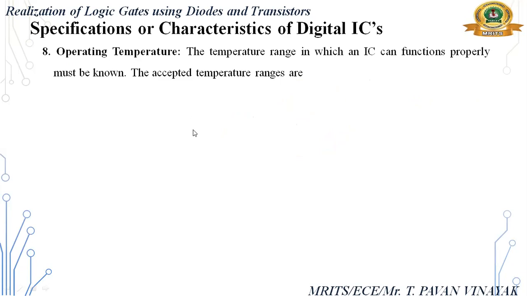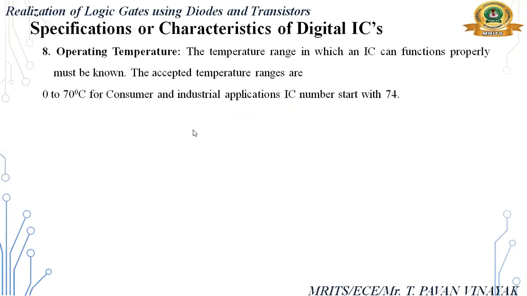So the operating ranges: 0 to 70 degrees centigrade for consumer or industrial applications. Those IC numbers start with the 74 series. Next, for military applications, the IC's temperature range is minus 55 degrees to 125 degrees centigrade. The IC number starts with the 54 series.